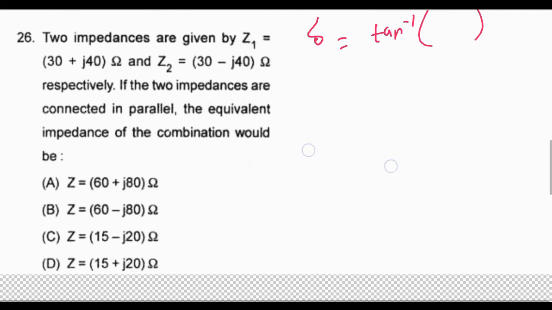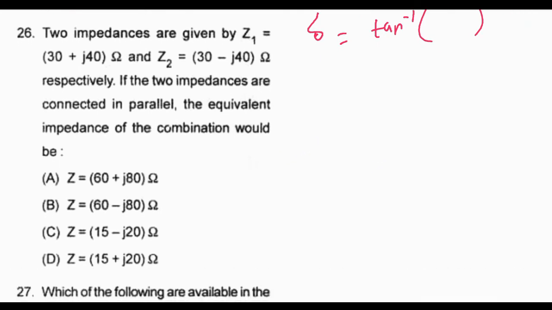Next question is, two impedances are given. Z1 is equal to 30 plus j40 ohm and Z2 is equal to 30 minus j40 ohm respectively. If two impedances are connected in parallel, the equivalent impedance of the combination would be. So here two impedances are connected in parallel, so I can write the parallel equation.